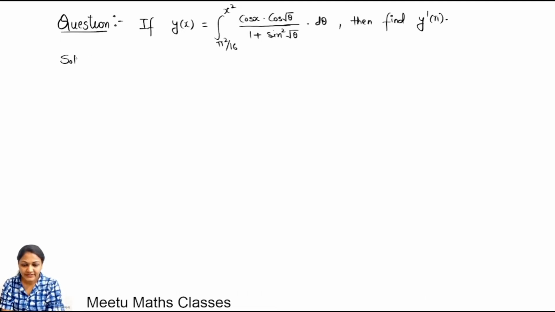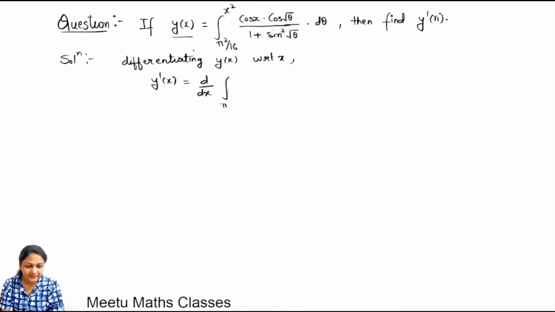Now to start this question, we are going to first differentiate our function y(x). Differentiating y(x) with respect to x, we get y dash x is equals to d by dx of the integral from pi square by 16 to x square of cos x into cos of root theta upon 1 plus sine square root theta d theta.